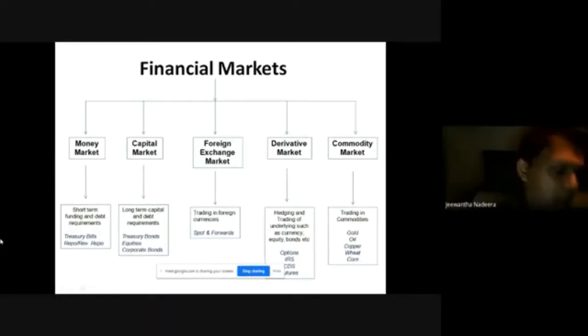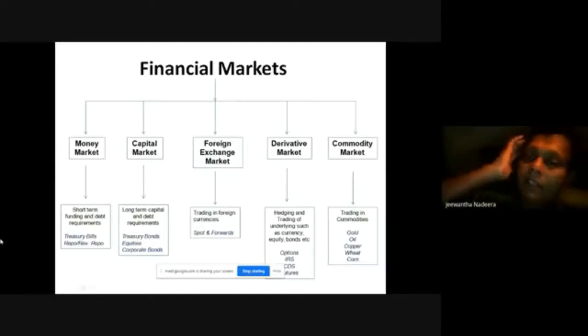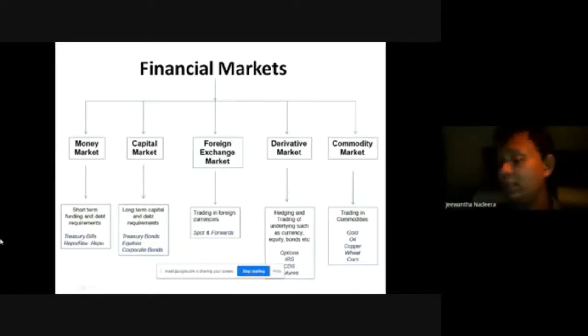So this is the first instrument. Our discussion is based on these markets: money market, capital market, foreign exchange market, derivative markets, and commodity market. So now this is the money market.